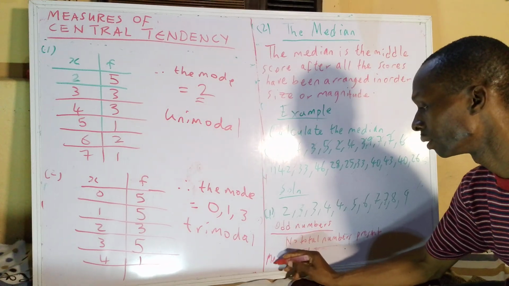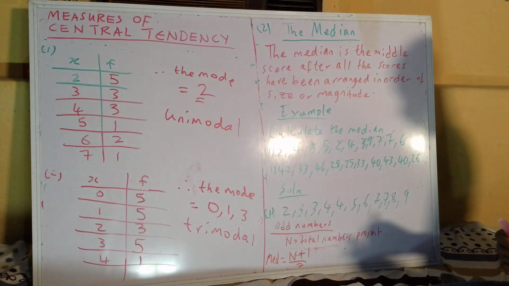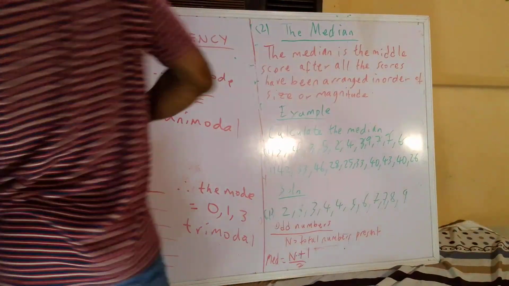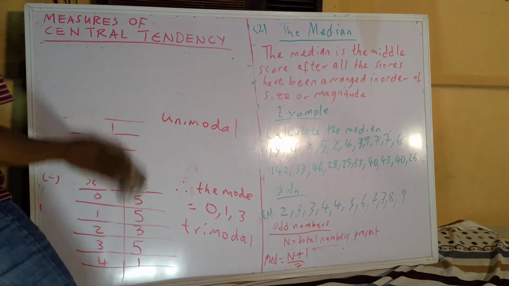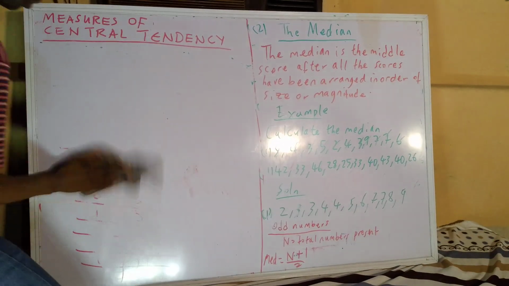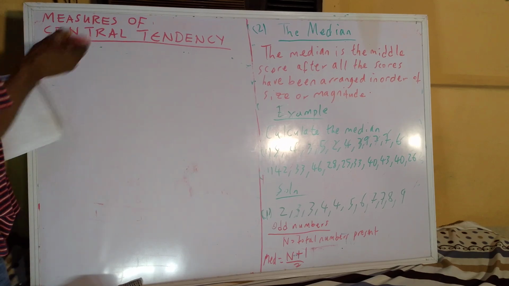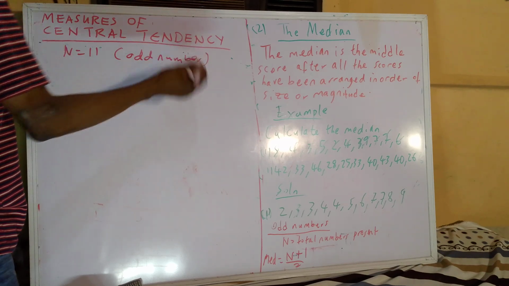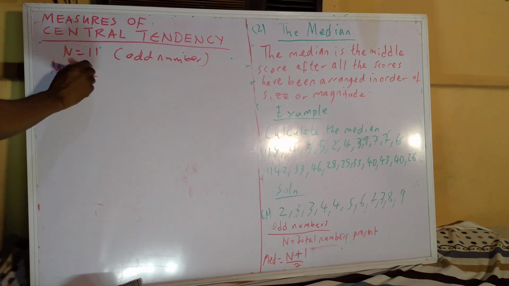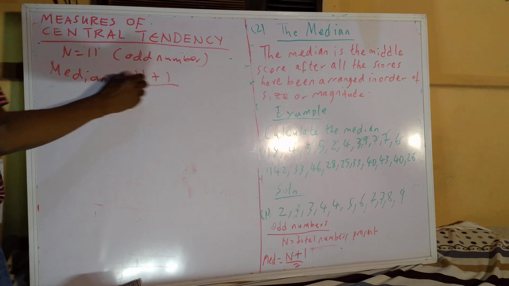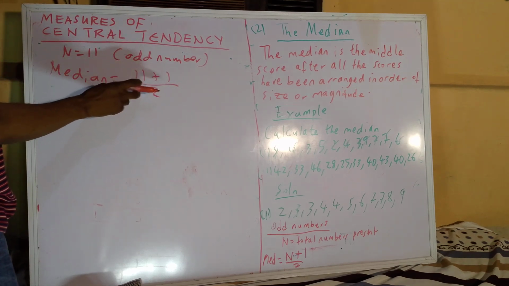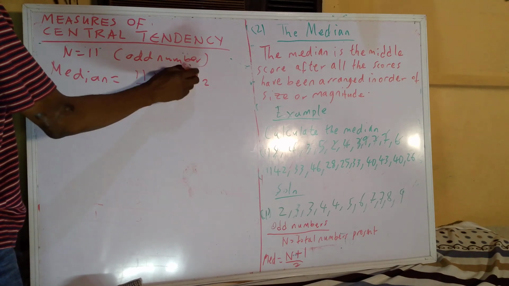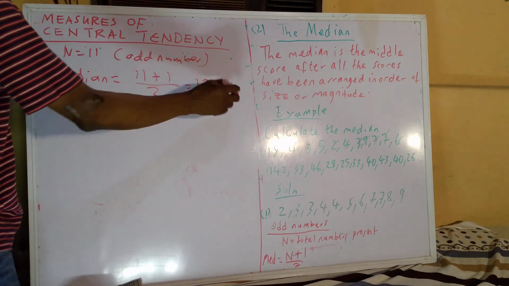The median is equal to n plus 1 all over 2. That is for odd numbers. For even numbers you don't do that. So let's do that now. Since 11 is an odd number, counted 11, so n is equal to 11. So the median is equal to 11 plus 1 all over 2. Any number in this position is the answer. So 11 plus 1 gives you 22. Sorry, 12, I said 22. 12 all over 2 gives you 6. So it's the sixth number.